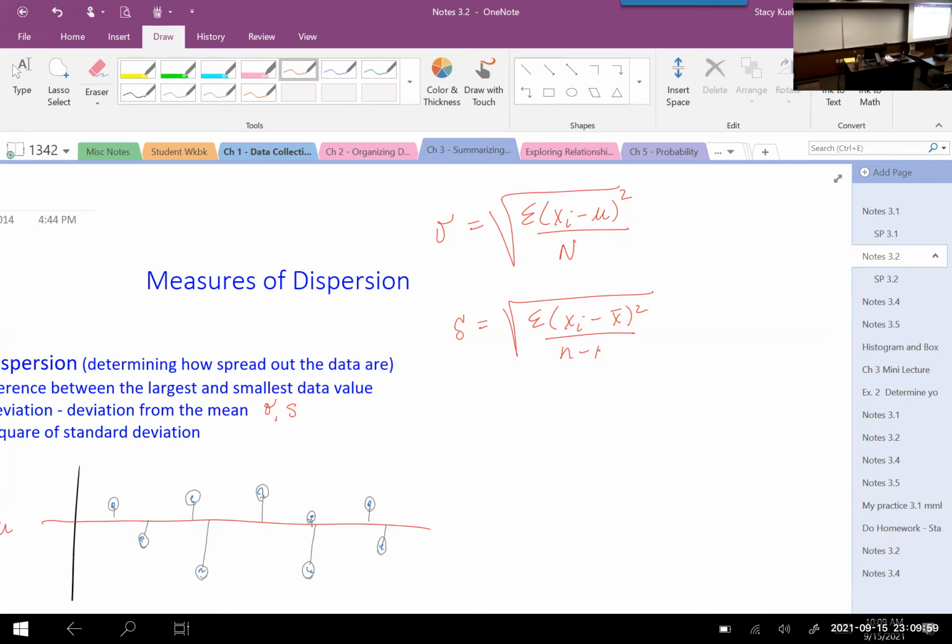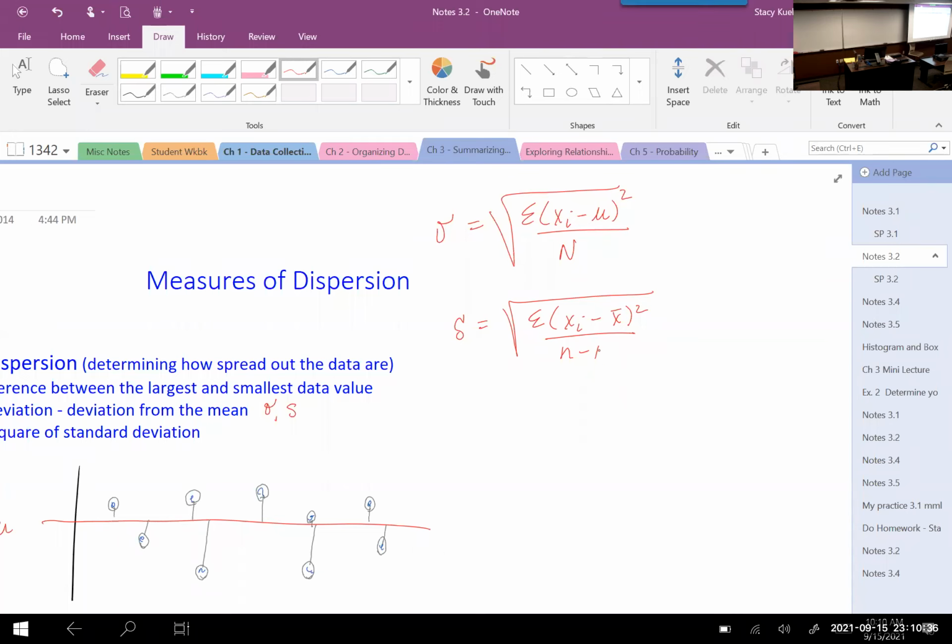Now, the differences between these two formulas has to do with the population versus the sample. Notice that in the very first formula up here, which is sigma, we're talking about population. Look at all of the variables in there. I've got mu, which represents the mean of the population, and I have capital N, which represents the size of the population. So that formula is referring to the population, as opposed to the sample.